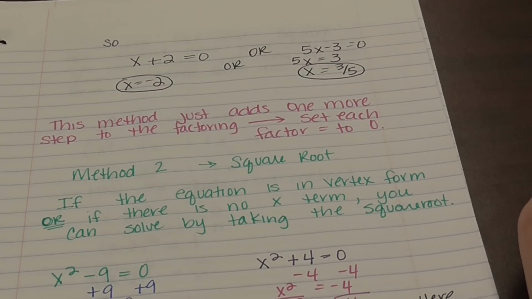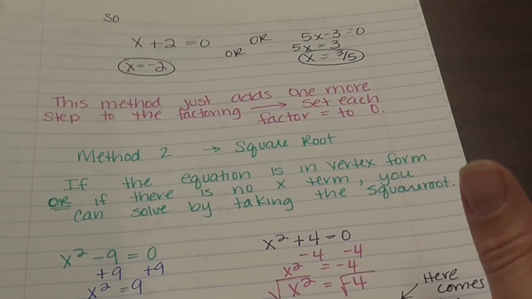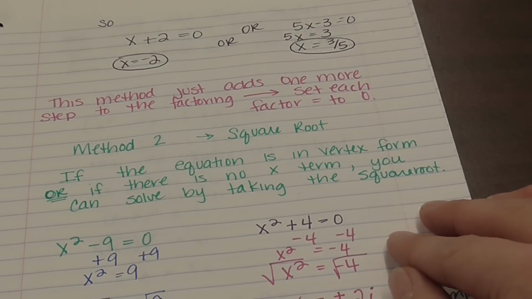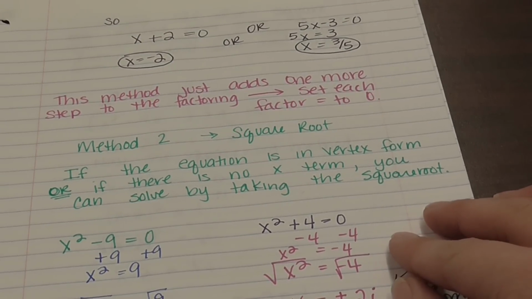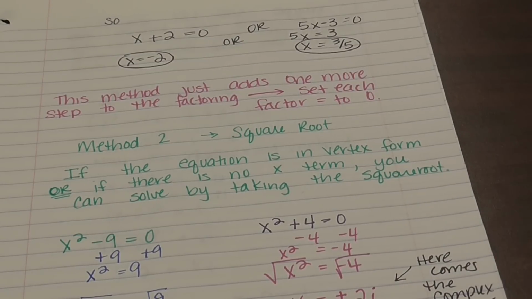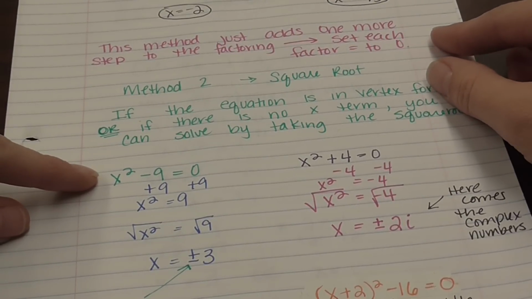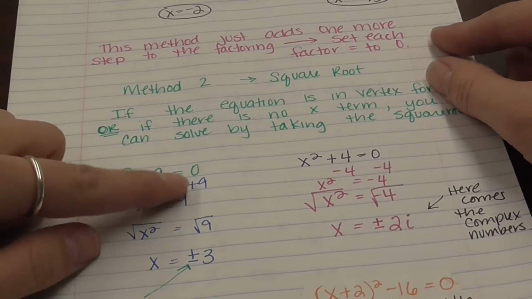Alright, method 2 is the square root method. So if the equation is in vertex form, or if there's no x term, then you can solve by taking the square root. If it's in vertex form, you don't want to have to take it all the way to standard form just to factor it. So what I have here is an example. x squared minus 9 equals 0.